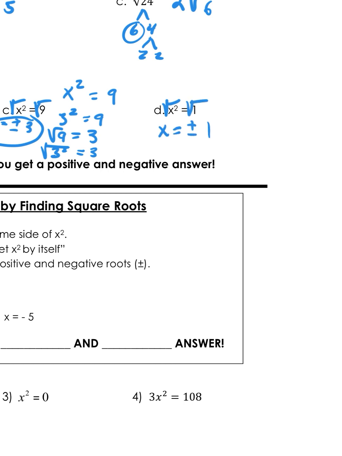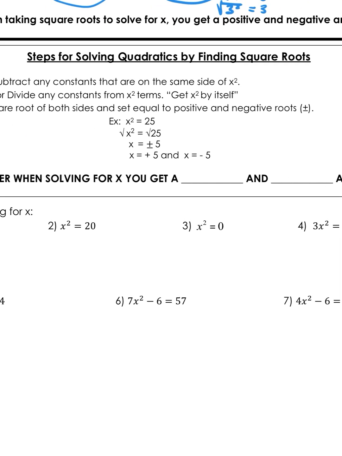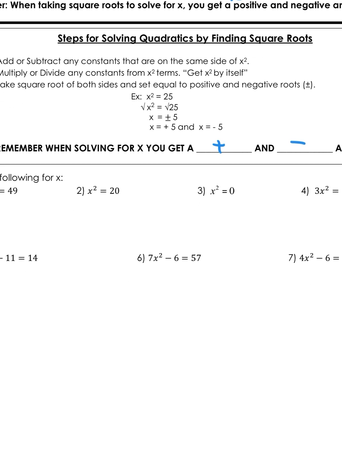All right, so here are some rules to play by, a step-by-step for solving quadratics by finding the square roots. We're going to add or subtract any constants that are on the same side of x squared. Then we're going to multiply and divide by any constants from the x squared term. We're going to get x squared by itself. Then we'll take the square root of both sides and set equal to positive or negative roots. So we're going to get a positive and a negative answer. Both of them will exist.